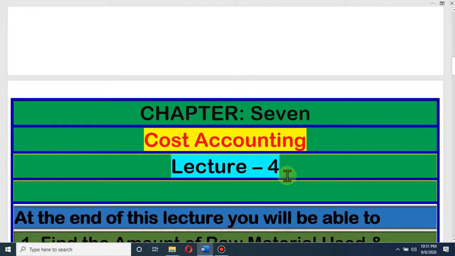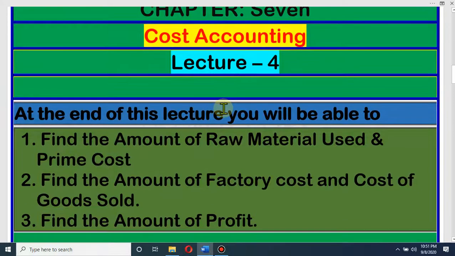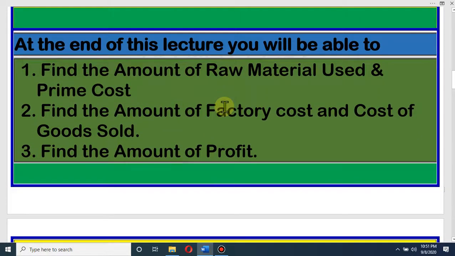Dear student, today we will discuss chapter 7, cost accounting. This is our fourth lecture on this chapter. At the end of this lecture, you will be able to find the amount of raw material used and prime cost. You can find the amount of factory cost and cost of goods sold. And lastly, you can find the amount of profit.